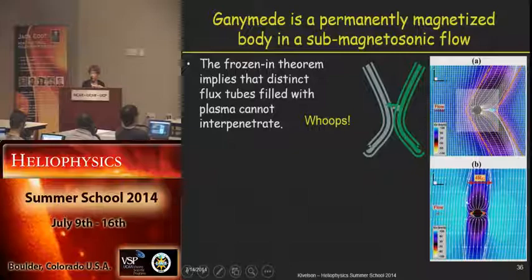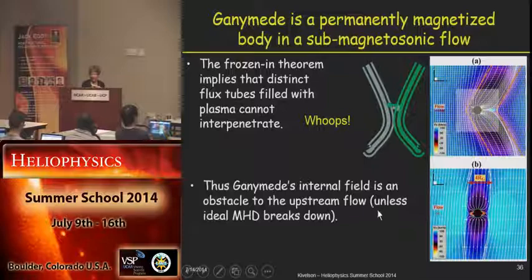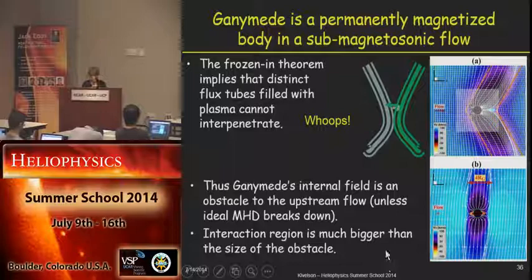Actually, you've heard about reconnection. Some fraction of the interaction actually does involve reconnection. The dominant interaction is simply for the external plasma to flow around, and Ganymede's internal field is an obstacle to the upstream flow, except in the places where ideal MHD breaks down and you get occasional reconnection. The scale is about five times the radius of Ganymede, so it really stands off Jupiter's magnetospheric plasma to a very large distance. The interaction region is much larger than the size of the obstacle.